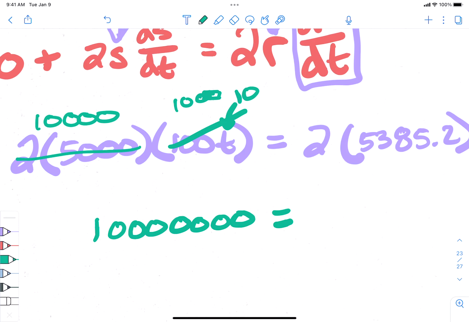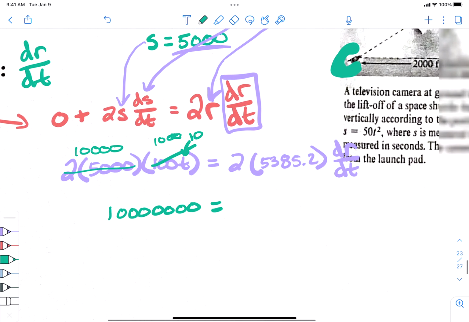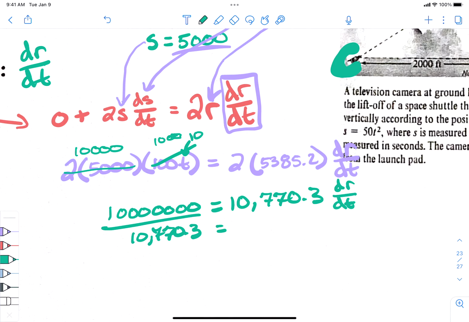Did I do that math right? You can use a calculator if you want to. Equals 2 times that number, whatever that is. 10,770.3 dr dt. Last thing, divide by 10,770.3. 928.5. Okay, I hate dr dt.